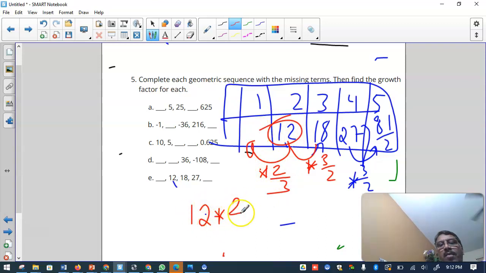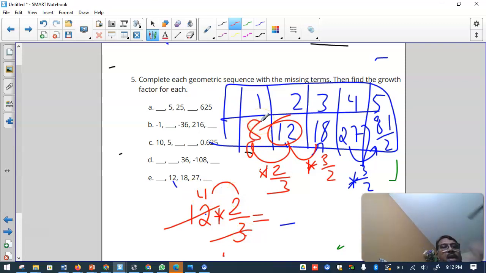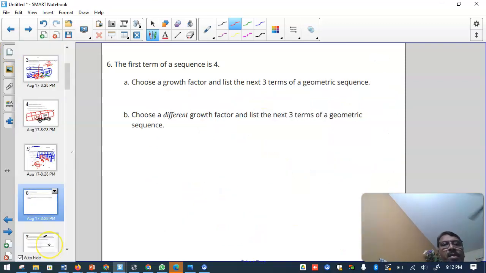12 times 2 over 3: 3 divides 12, giving 4, and 4 times 2 is 8. So you get the answer 8, and you're done. Hope that helps. And almost the last two problems.